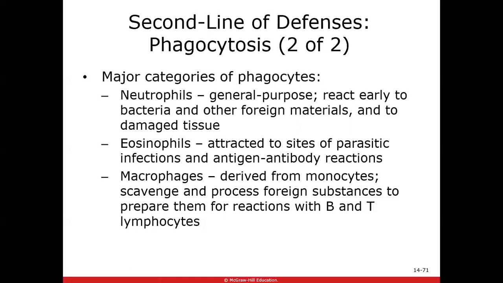Then you have macrophages. They're derived from monocytes. They scavenge and process foreign substances to prepare them for reactions with the B and T lymphocytes, which are part of the adaptive or specific immunity.